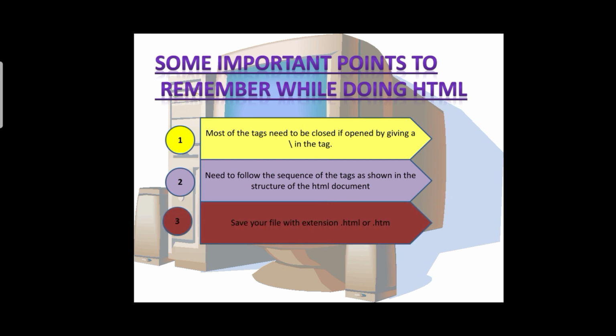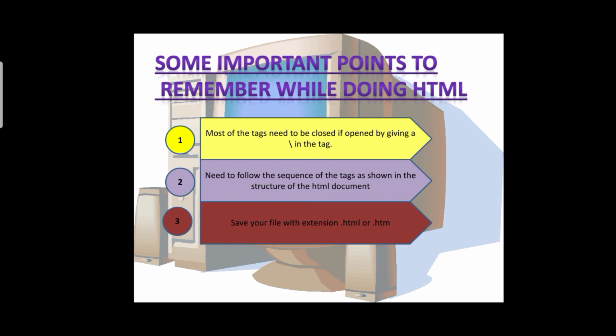Third, save your file with extension .html or .htm. Whenever we create a file, we need to save it, isn't it? A file name consists of two parts, the actual name and the extension, like .mp3. Whenever the computer sees .mp3, it will understand that this is a music file. Whenever it sees .mp4, it will understand it is a video file. Like that, when we write an HTML document, we always have to save it with .html.